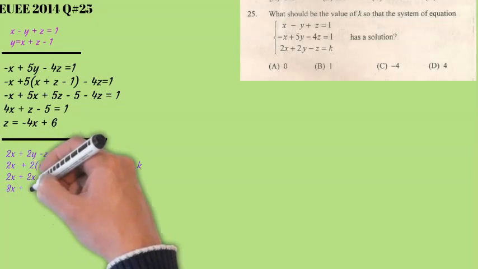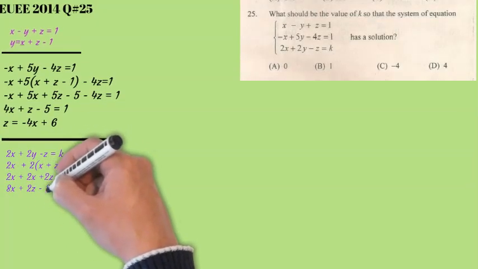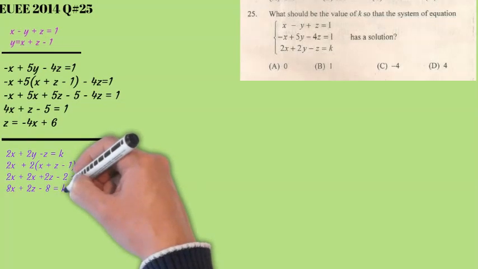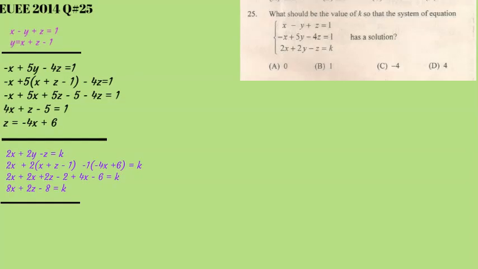Then we have 2x with 2x is 4x. There is another 4x. It's going to be 8x. Then 2z as it is, and minus 8 is equal to k. Minus 8 is from minus 2 plus minus 6 is minus 8.